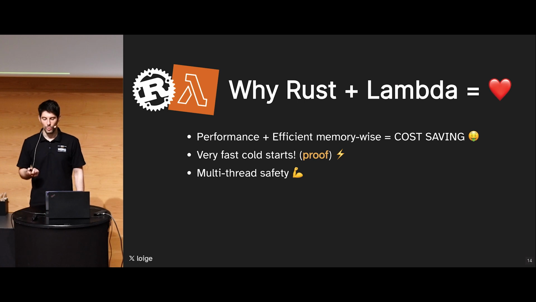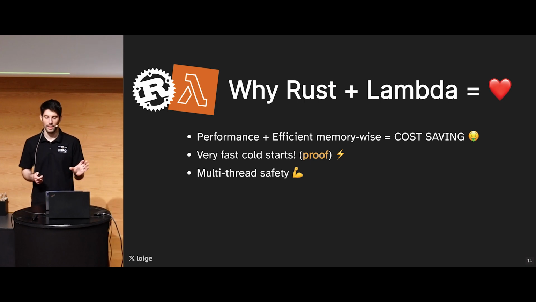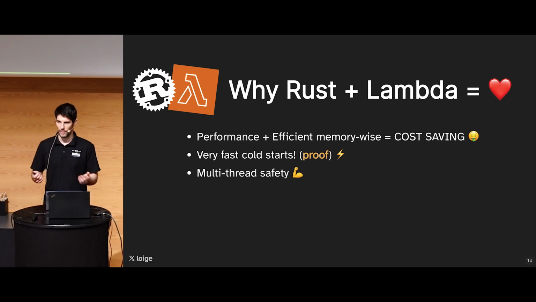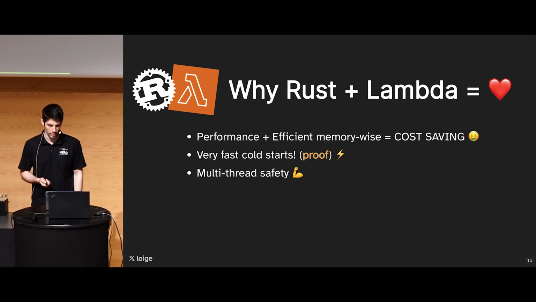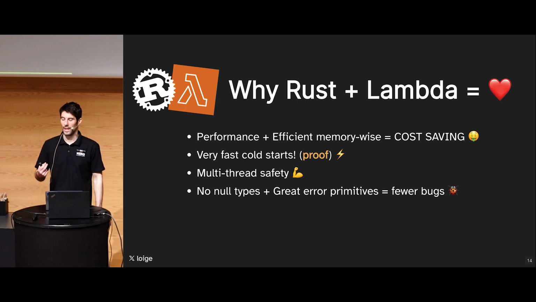And if you ever need to do multi-thread stuff in Lambda, to be fair, it's something very rare. I personally haven't had many use cases of that, but if you ever need to do that, you can use Rust to have a little bit of extra peace of mind that you are doing things correctly. You're not going to have data races or other kinds of memory issues. And we have already seen some examples of why null types and error primitives can be very good for you to think a little bit more about the edge cases and make sure you have fewer bugs in your code.